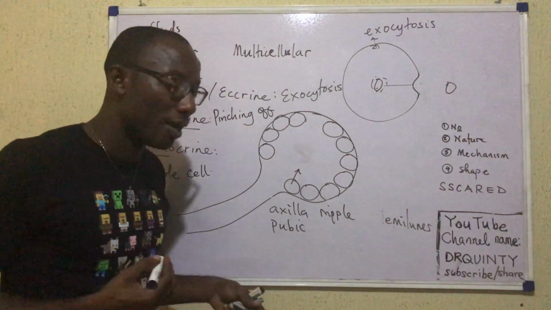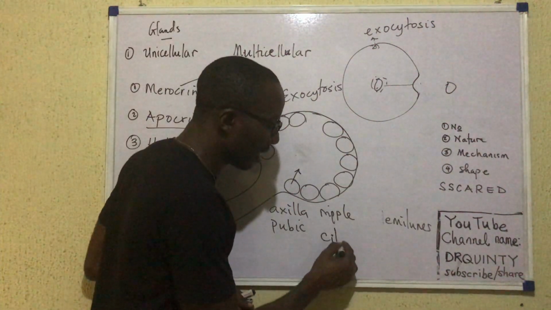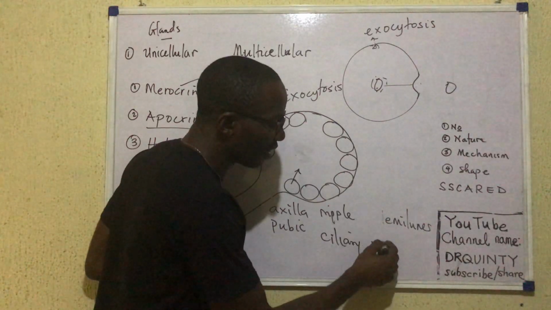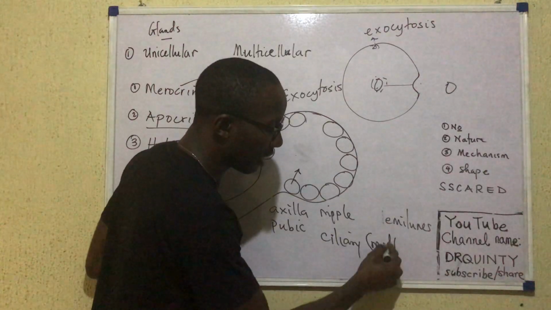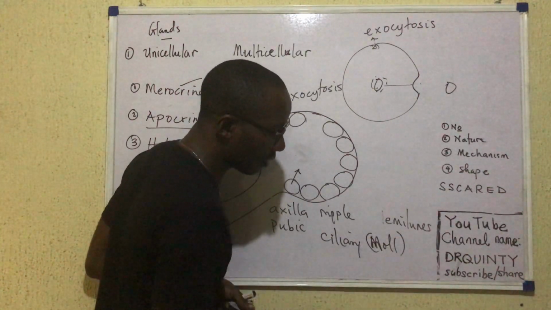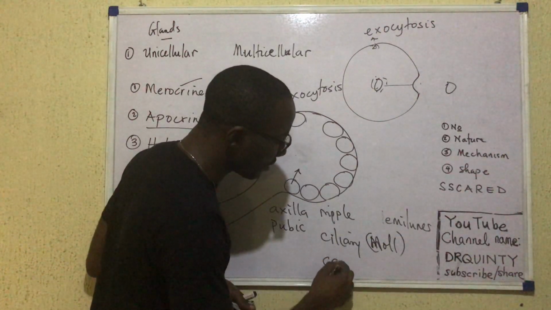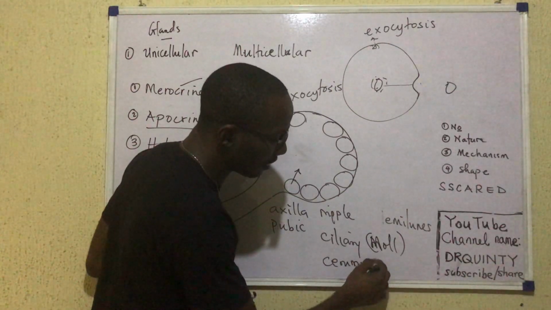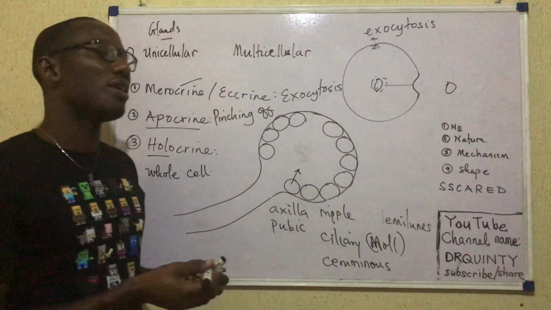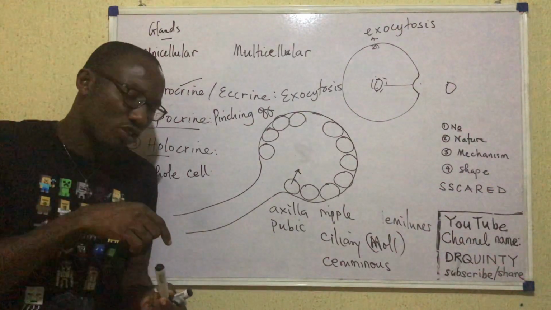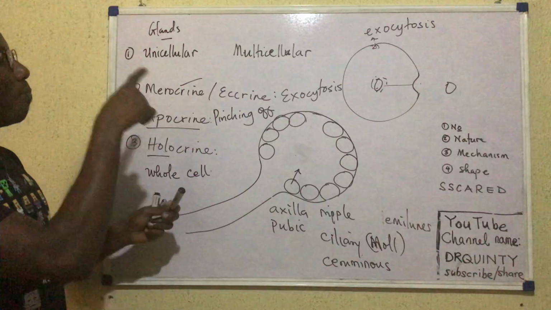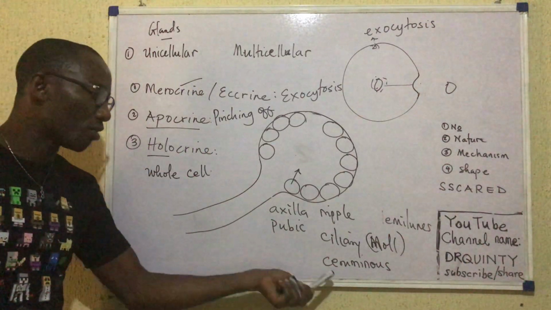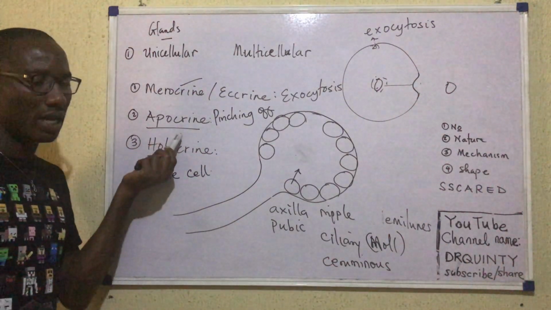They are present there. Then we also have the ciliary gland. The ciliary gland is also called the Moll gland in the eyes. So you have the ciliary gland or Moll gland. This should be a capital letter. And then you have the ceruminous glands. Ceruminous glands, if you remember them, we said that based on the type of secretion, ceruminous glands are miscellaneous glands. But based on mechanism of secretion now, ceruminous glands are apocrine glands.